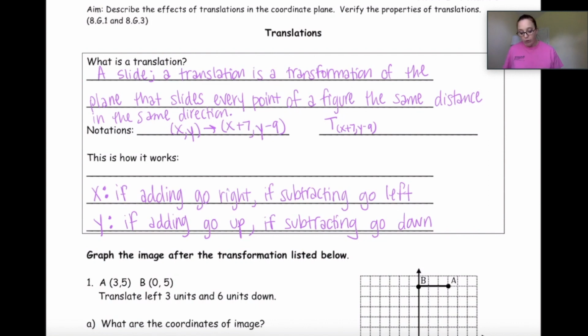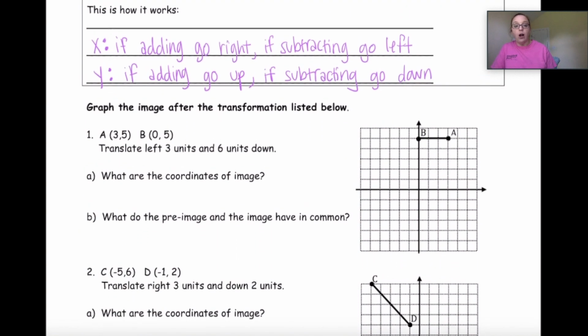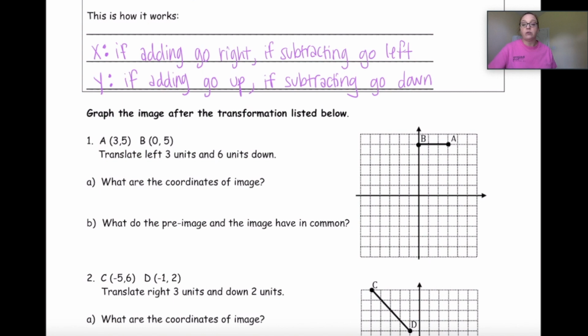All right, so we're going to go ahead and do a few practice problems, and then you'll have an opportunity to try some on your own. It says to graph the image after the transformation listed below. So let's look at number 1. We have point A at (3, 5), and they've already plotted that for us. And point B is at (0, 5), which has also been plotted. It says translate left 3 units and 6 units down.